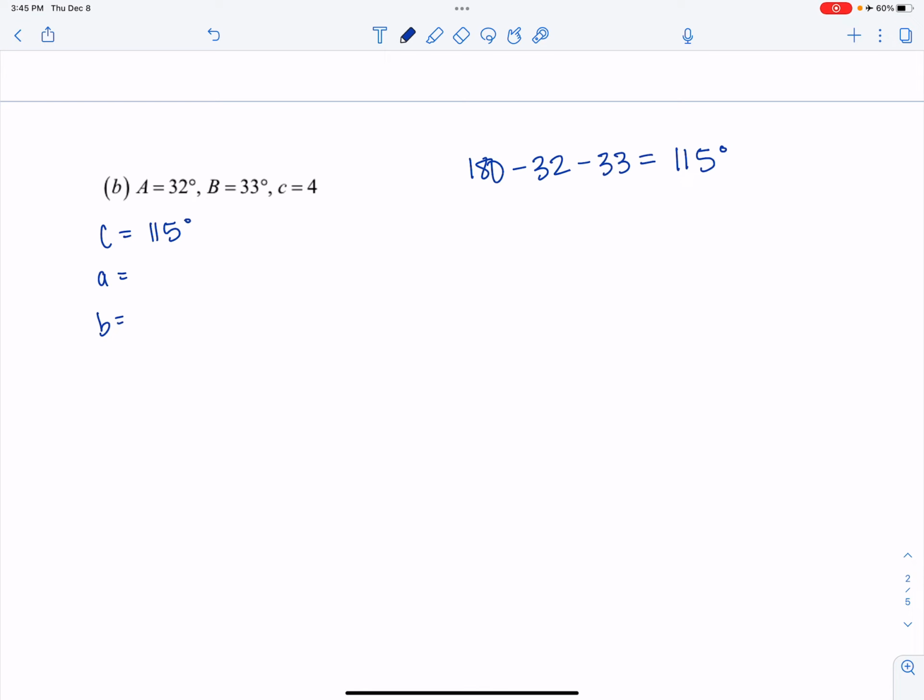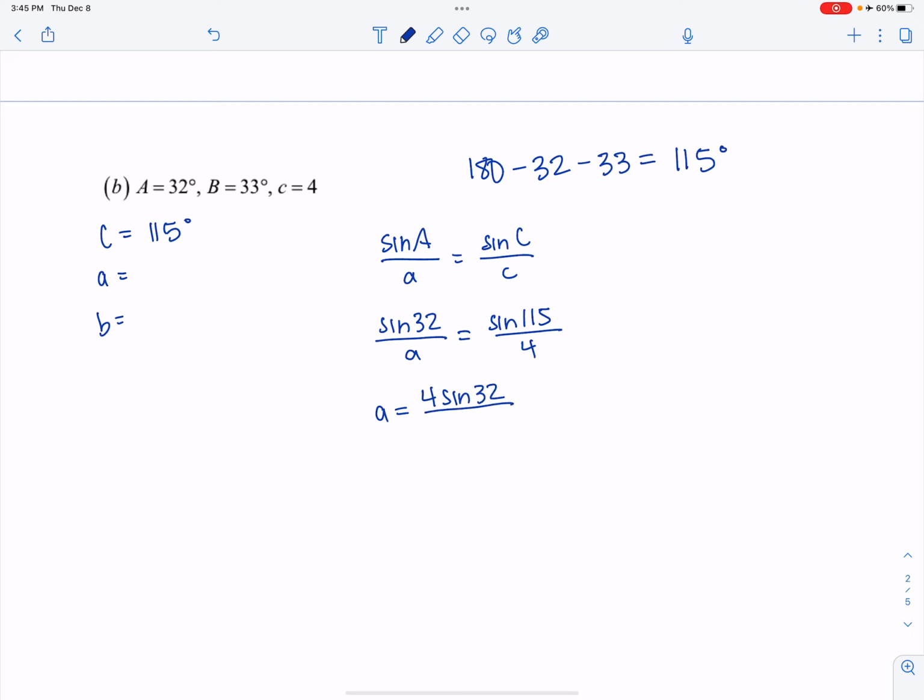And for side A, we can do sine A over A equals sine C over C. This gives us sine 32 over A, that's missing, equals sine 115 over 4. Using cross multiplication, A is 4 sine of 32 over sine of 115, which is approximately 2.34. So A is 2.34.